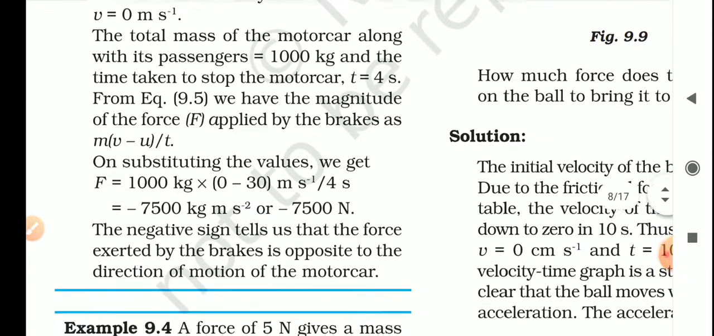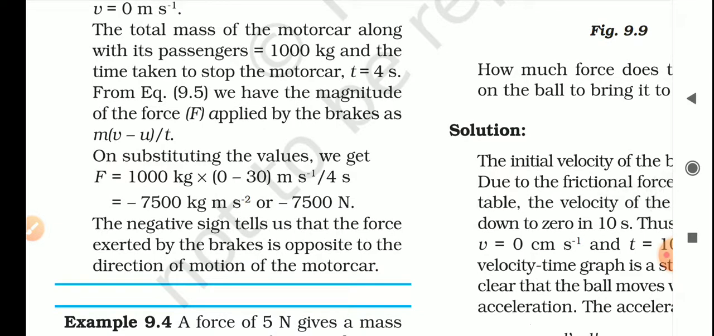The negative sign tells us that the force exerted by the brakes is opposite to the direction of motion of the motor car. So that's why there is a negative sign. What does the negative sign tell us?